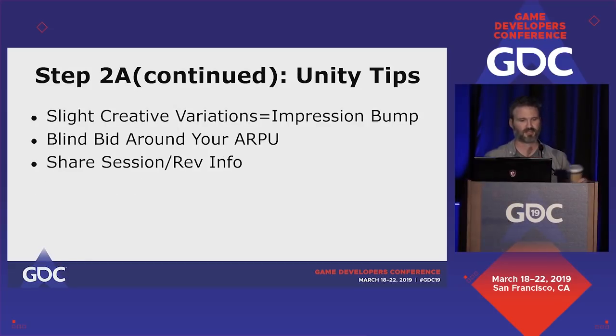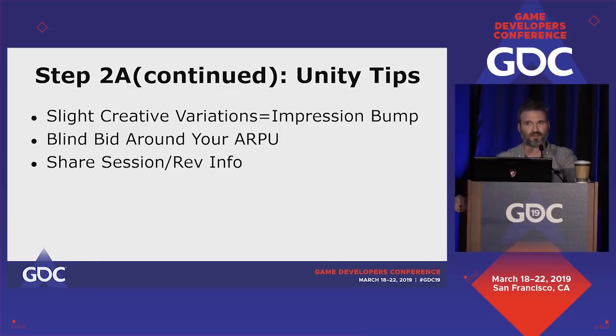So some tips. These are things that have cost a decent amount of money for me to learn. Hopefully they're helpful to you. So, blind bidding around your ARPU. In the launch window, you have such an increased volume of organic installs as a result of your marketing that you want to be driving as much paid acquisition as you can. So blind bidding is a great way to do that.